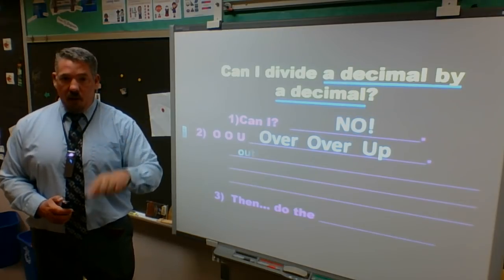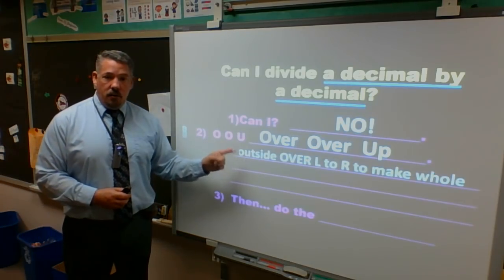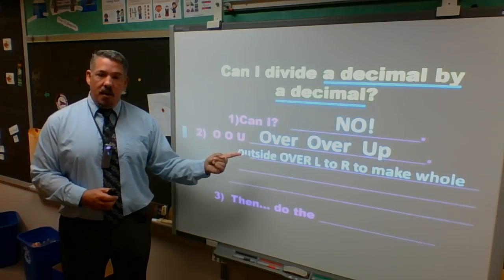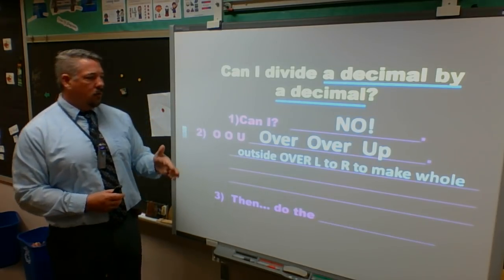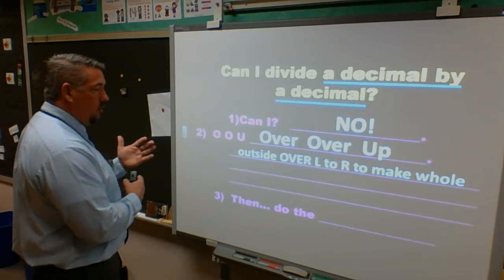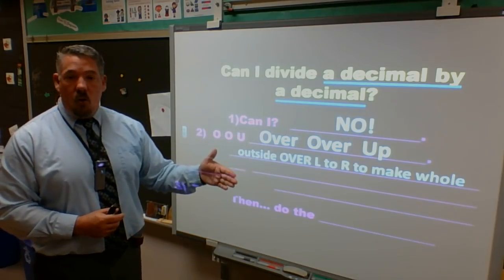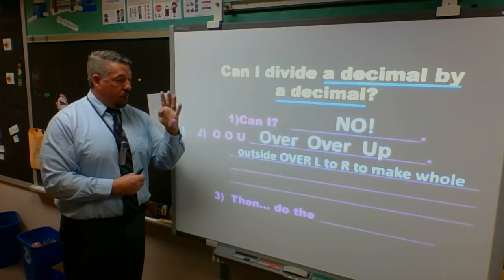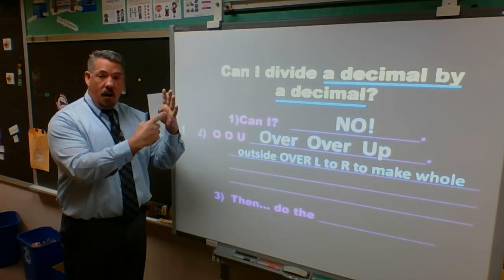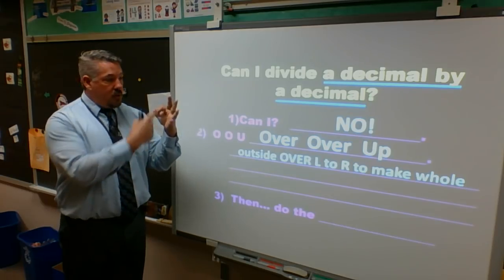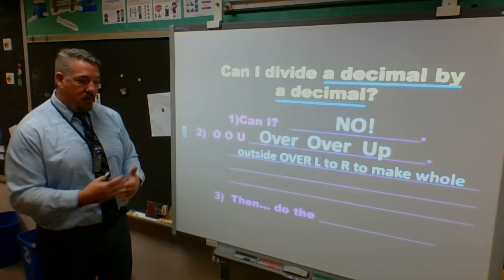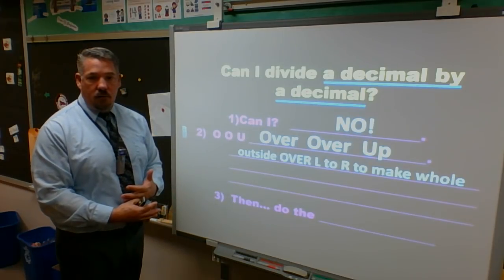So the first over means on the outside, it's where I'm starting because my divisor cannot be a decimal. I have to move my decimal from left to right, excuse me, I have to look this way, to make it a whole number. So if there's 1 decimal point, I have to move it 1 time. If there's 4 decimal points, I have to move it 4 times. If there's 3 decimal points, I have to move it 3 times. Whatever it takes to make it a whole number, and that means there aren't any decimal spaces behind it.